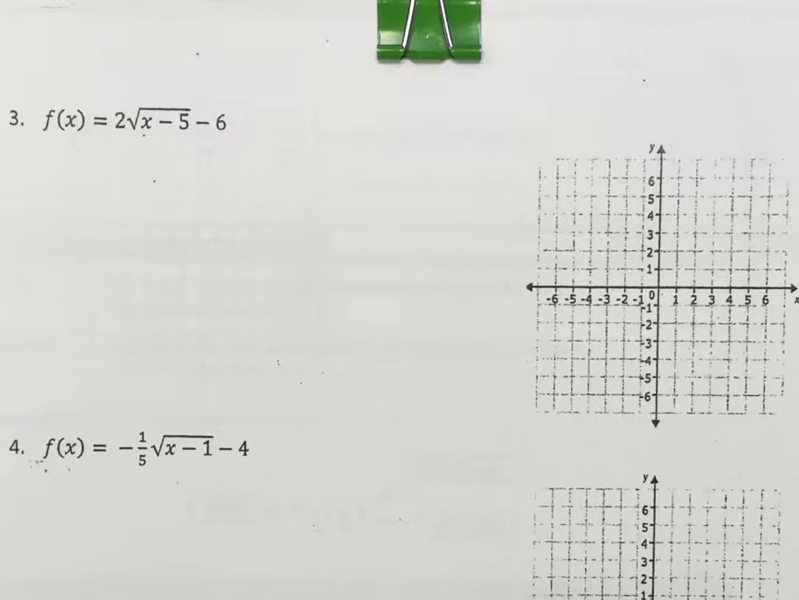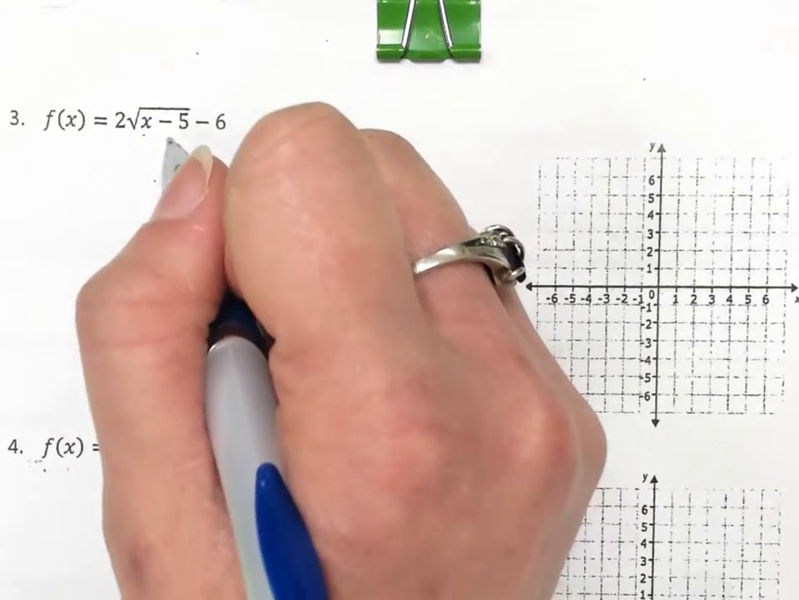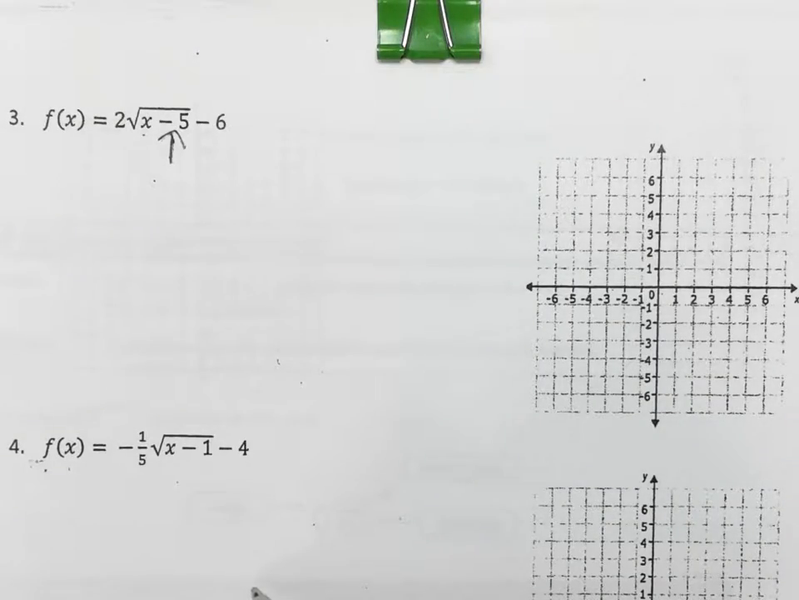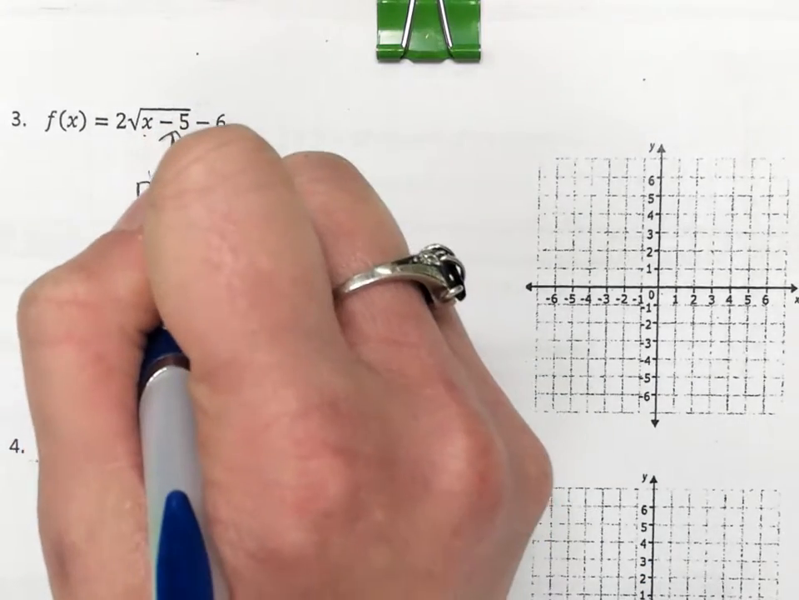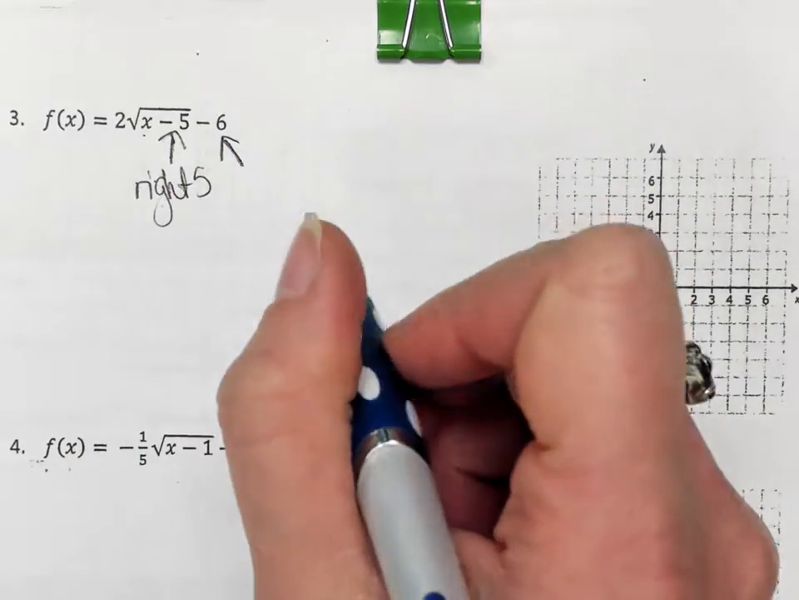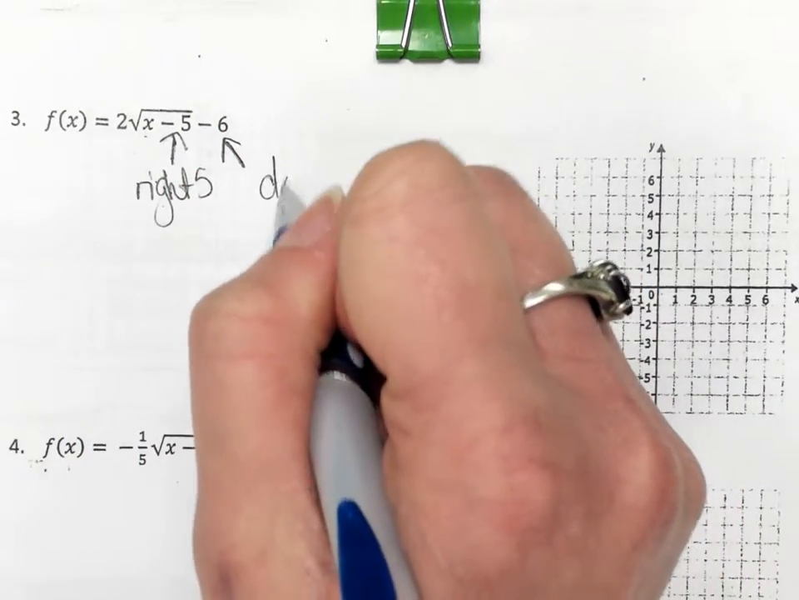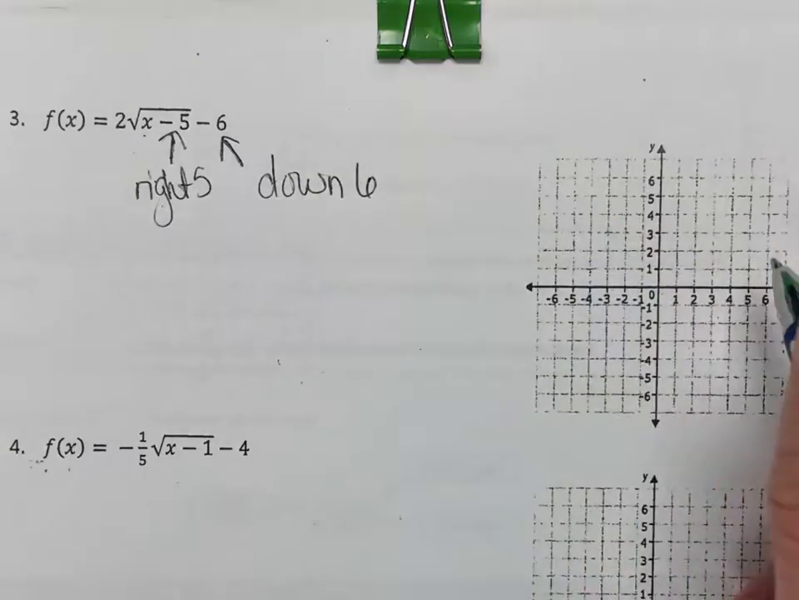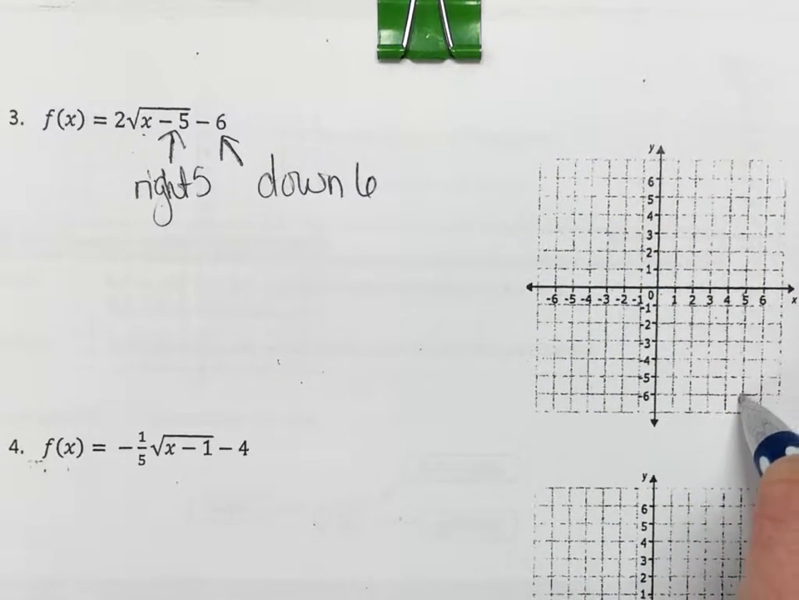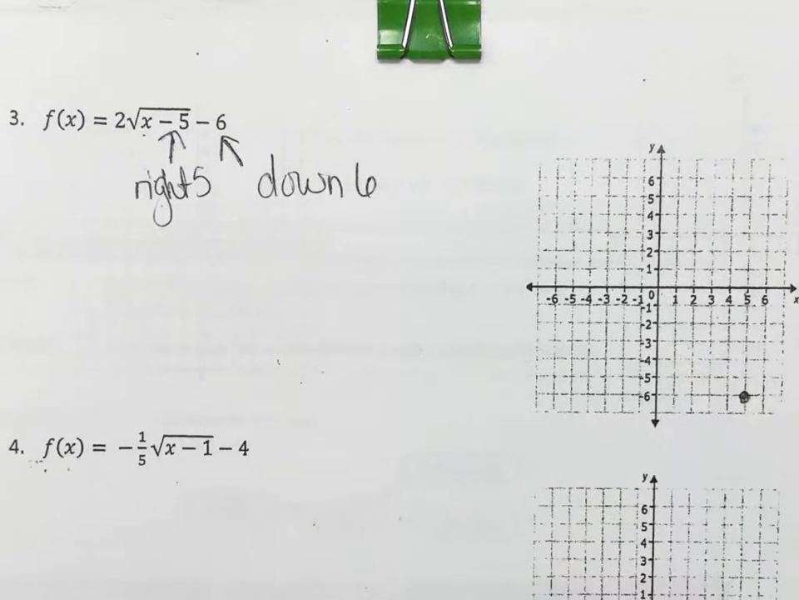All right. So what does the negative 5 inside the radical tell me to do? Right 5. And what does the negative 6 tell you to do? Go down 6. Very good. So let's do that first. Does anybody need that page on the left anymore? Anybody? Okay. Let's go back to the regular screen.